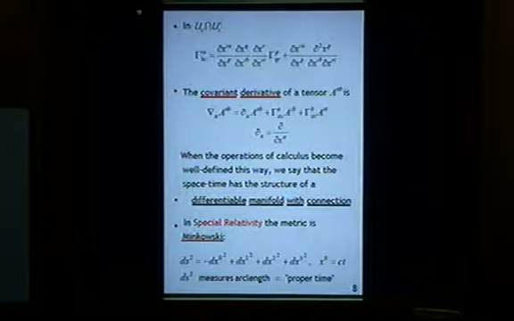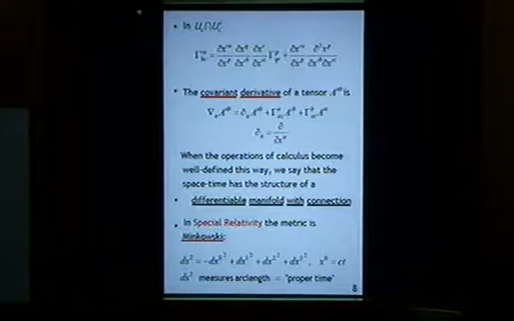Now when the operations of calculus are well defined in this way, we say that the space-time has the structure of a differentiable manifold with connections. So it's a manifold, but you could also take derivatives unambiguously.